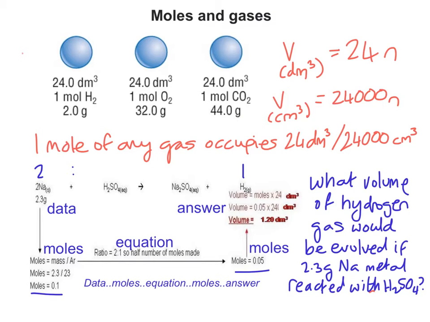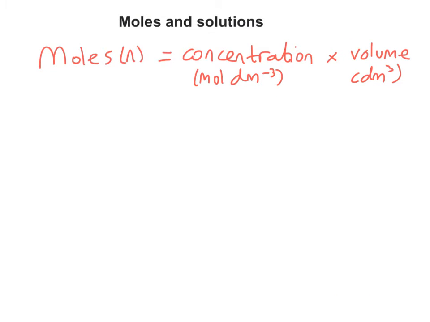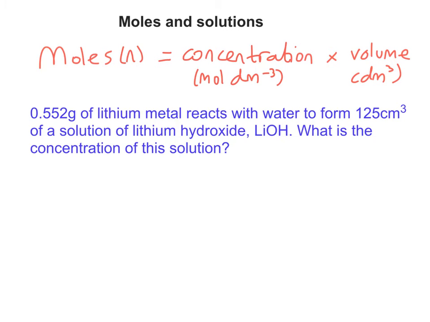And this can be applied to any mole calculation. It doesn't have to be moles and gases. It could be moles and masses. It could even be moles and solutions. So looking at moles and solutions, it's moles equals concentration in moles per decimeter to the minus 3 times volume in decimeters cubed. So let's apply this to a worked example.